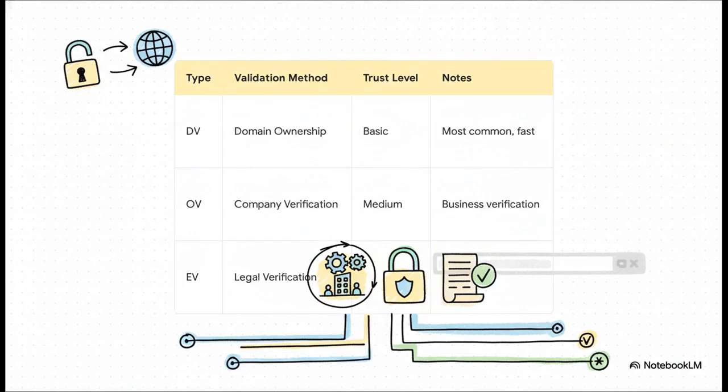The most common one you'll see is domain validated, or DV. It's basic. It just proves you control the website name. Then there's organization validated, OV, which checks that a real company is behind it. And finally, extended validation, EV, which is the super strict one. And honestly, it's becoming pretty rare these days.